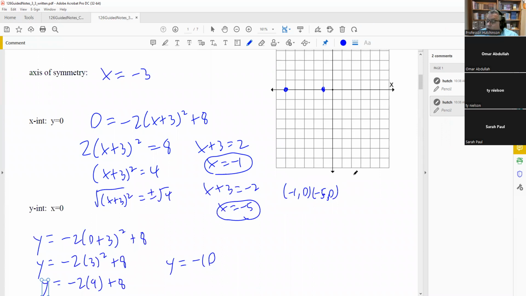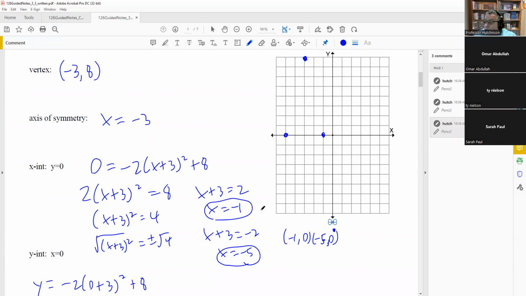All right, so negative 10 is actually going to be all the way off the graph, so it's down here somewhere. Okay, so now we have enough information to draw the graph. Down here somewhere, we'll have another point about right there. So that's going to come up here.